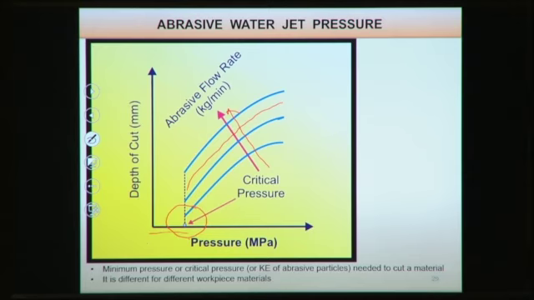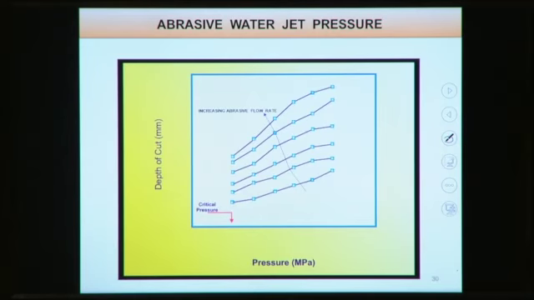Okay, so there is no machining below this critical pressure, because a certain pressure is required to give the abrasive particle certain kinetic energy. When this kinetic energy is strong enough, only then will it do the machining. So this minimum or critical pressure, or kinetic energy of abrasive particles, is needed to cut the material. It is different for different workpiece materials.